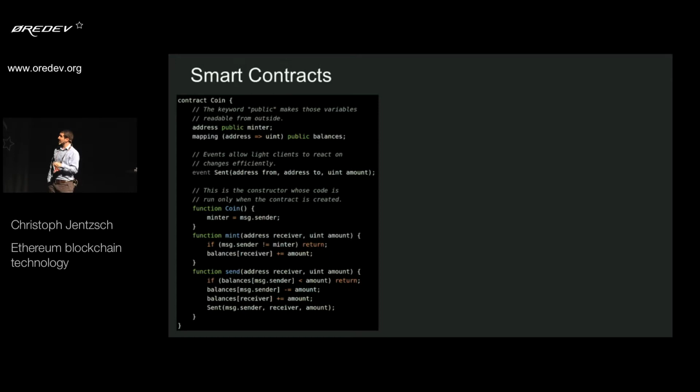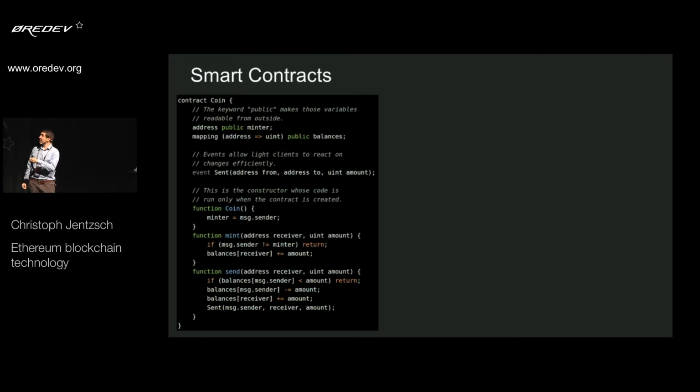Then there are two functions. One is called mint, one is called send. Mint has two parameters, receiver and amount. And it says if the message sender is not the minter, return. Because also something to be aware of, every smart contract, every function, everybody can call. So that's a huge attack vector. Every guy out there in the world with a computer, every hacker, everyone who sees it, can look on the blockchain, check your smart contract, and call every function you have in there. That's something to be aware of.